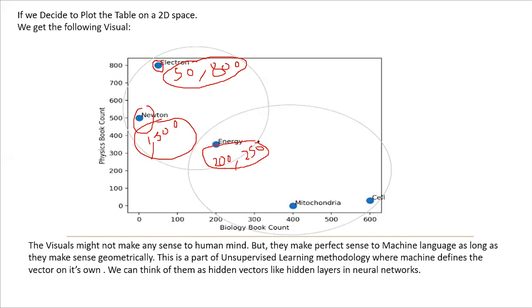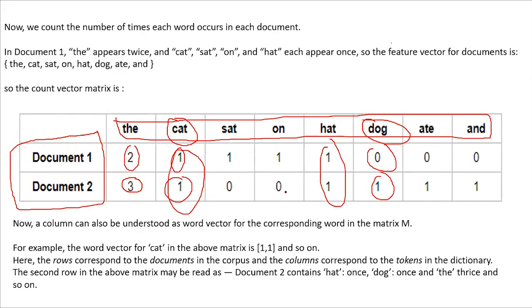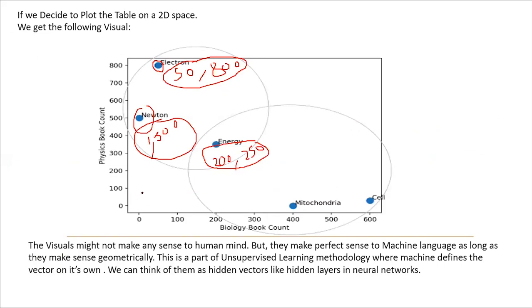Why? Because geometrically it makes sense. As you can see, geometrically there is no error. We have plotted 50, 800, we have plotted 1, 500, and 200, 350. Now this visual representation would also help you understand what we talked about over here: why cat and hat have got 1 and 1. Let's say if we have cat and hat over here, this is cat, this is hat, and it's close. If you remember your kindergarten times, teachers used to give us homework: 5 rhyming words, 5 similar words, like cat, hat, bat, rat. That's how machines understand words that lie nearby, words which are similar.